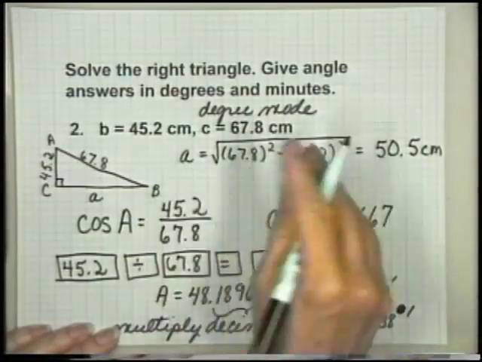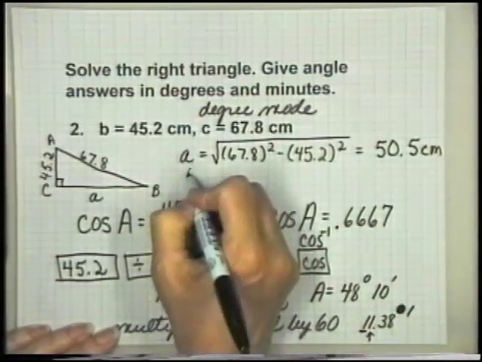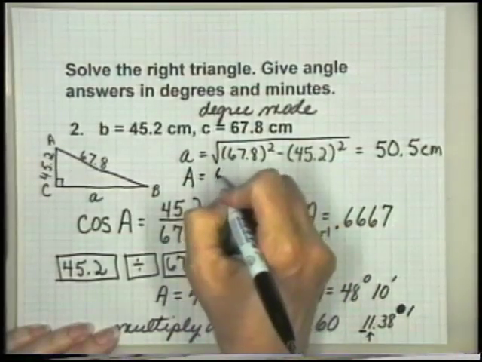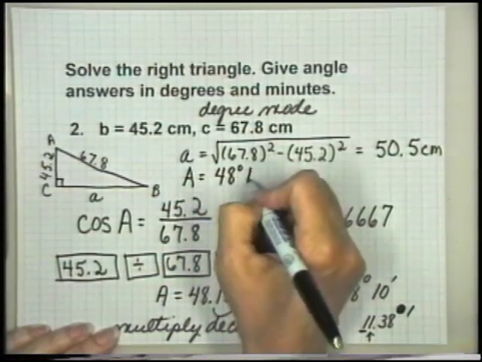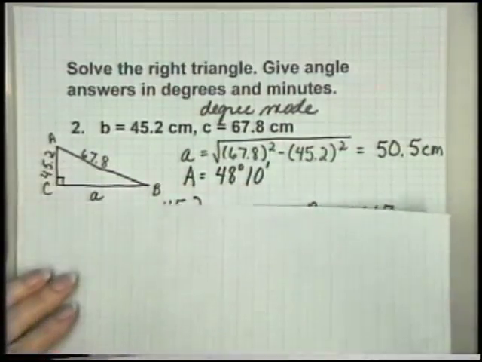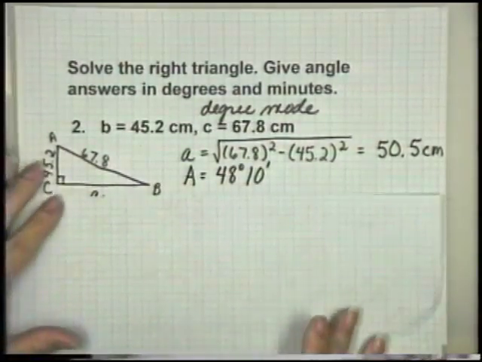Alright, so I want to find angle B. Maybe I'll just write right up here. I've got side A. Let's write angle A equals 48 degrees, 10 minutes, and then we'll find angle B. Okay.